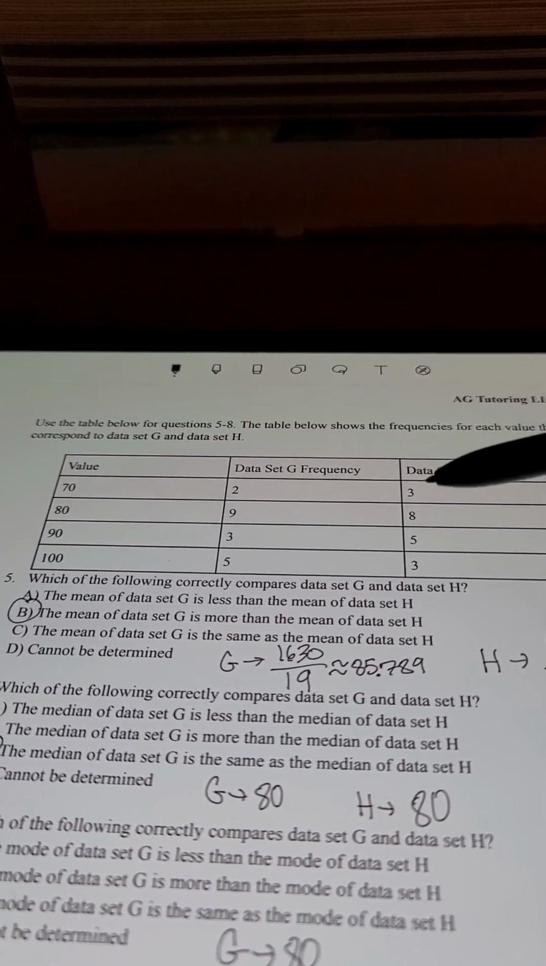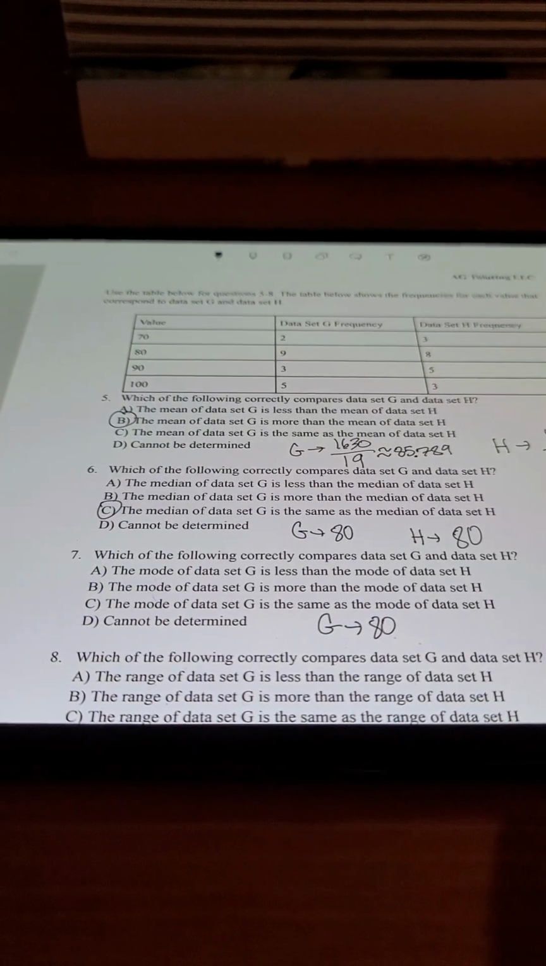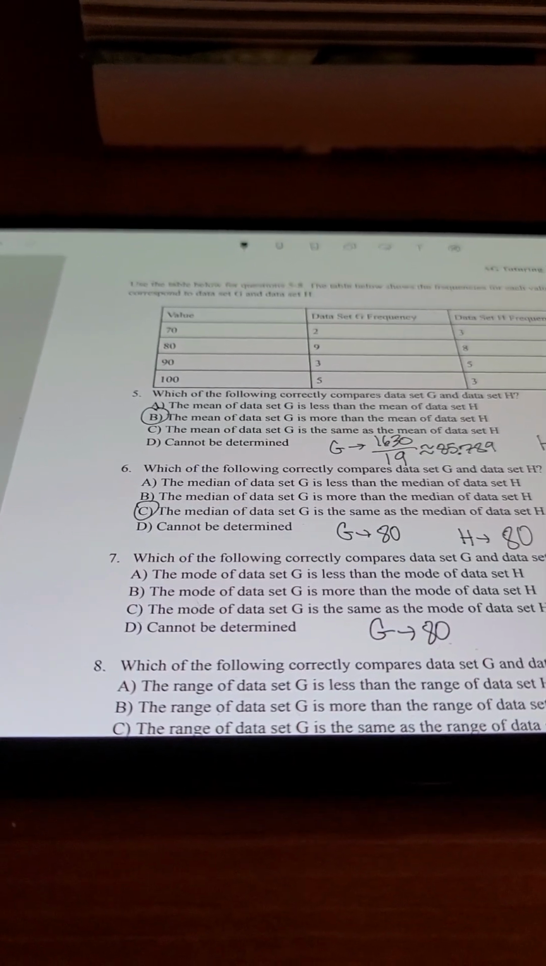And let's look at dataset H. The greatest frequency is right there. That corresponds with 80. So they have the same mode. So it would also be C for this one.